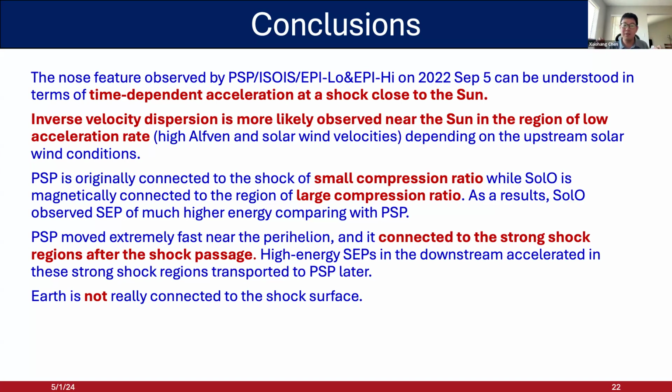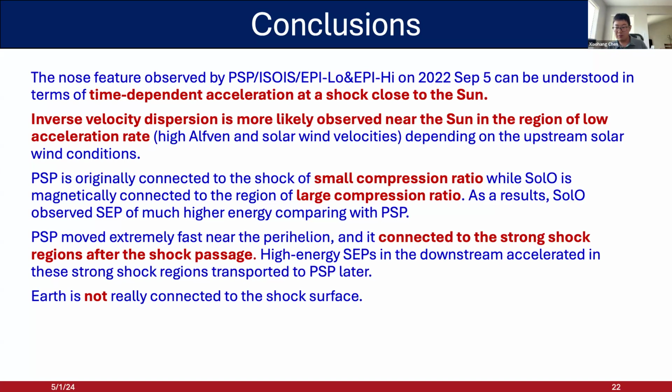And for PSP, we are also able to explain why the energy increases in the downstream. This is because PSP is moving extremely fast near perihelion, and it's connected to the strong shock region in the downstream. The particles accelerated in this region can propagate toward the Sun, and that's the reason why we see this SEP energy increase in the downstream in PSP observations.